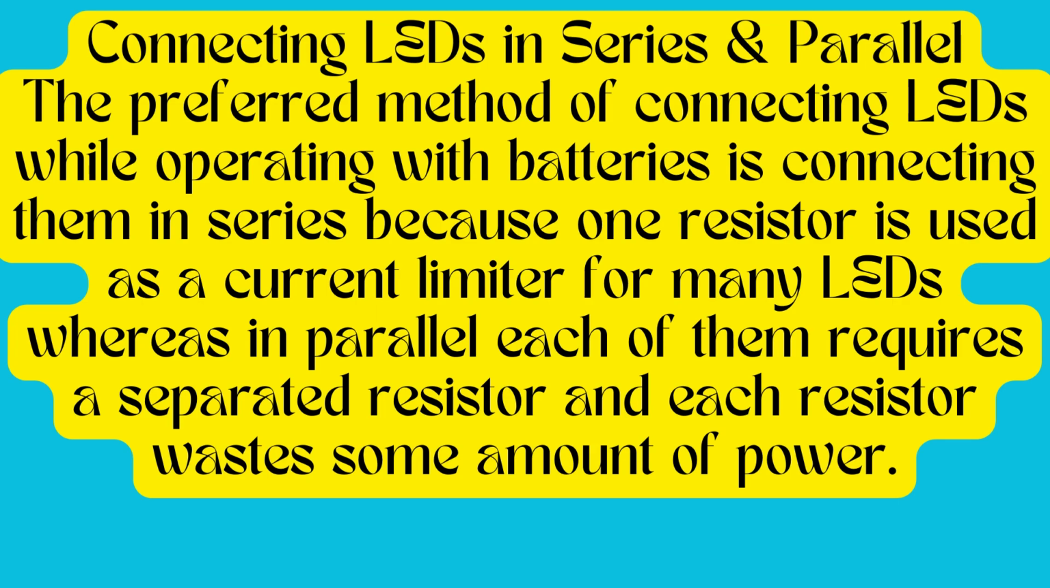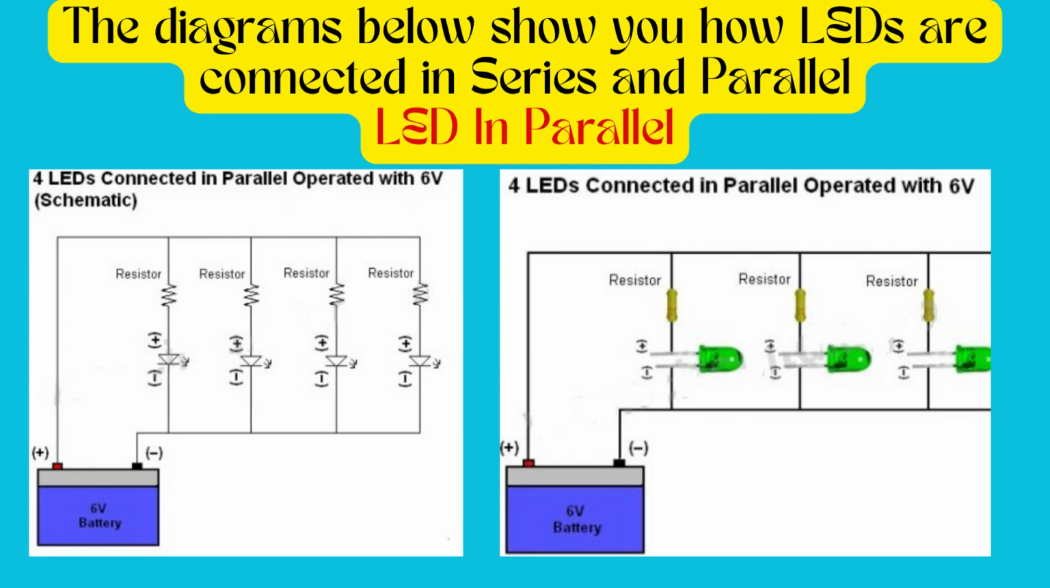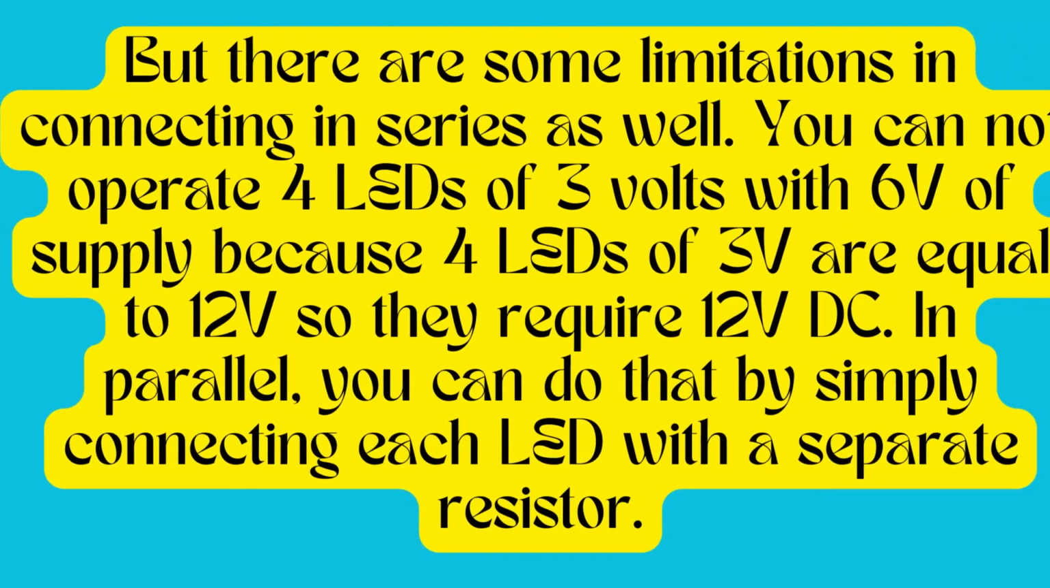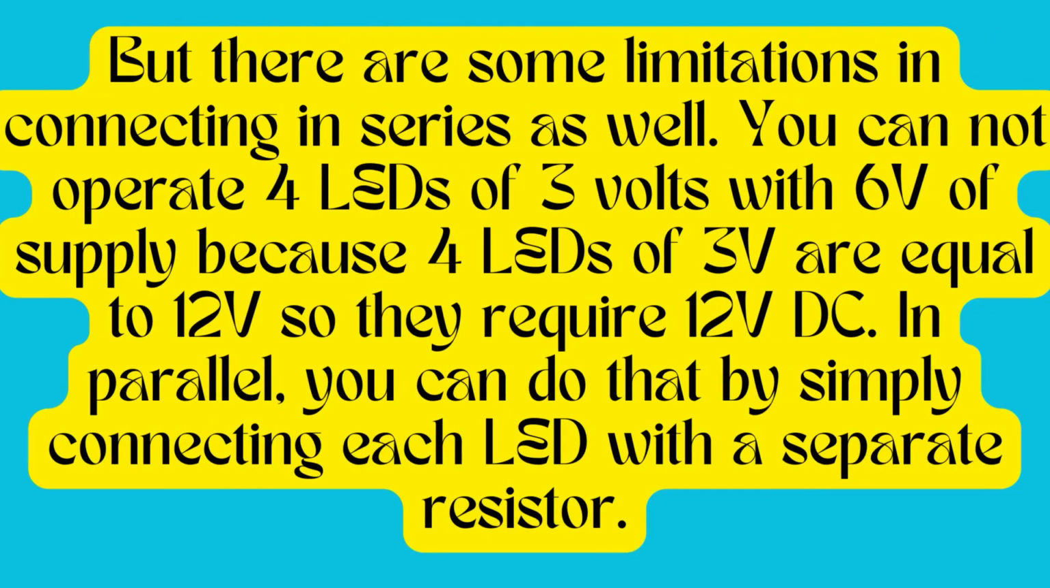The preferred method of connecting LEDs when working with batteries is connecting them in series, because one resistor is used as a current limiter for many LEDs, whereas in parallel each of them requires a separate resistor and each resistor wastes some amount of power. The diagrams below show you how LEDs are connected in series and in parallel.